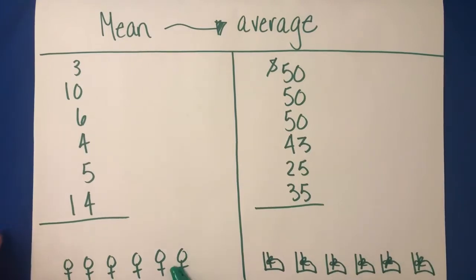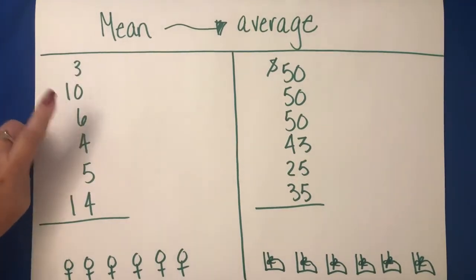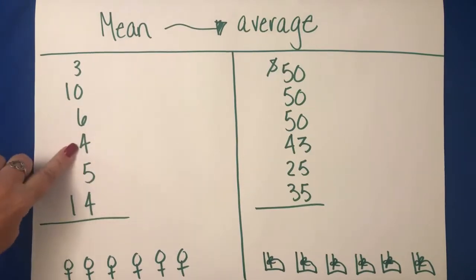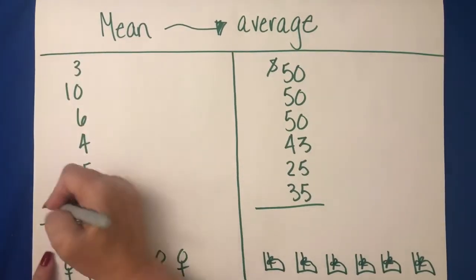Let's say there is a pet store owner, and he's trying to figure out the average number of fish that people are buying each day to put in their aquarium. He kept a record of these 6 customers. The first customer bought 3, second one 10, third customer 6 fish, 4, 5, and then 14. If I want to find the average, what I need to do first is add up all these numbers.